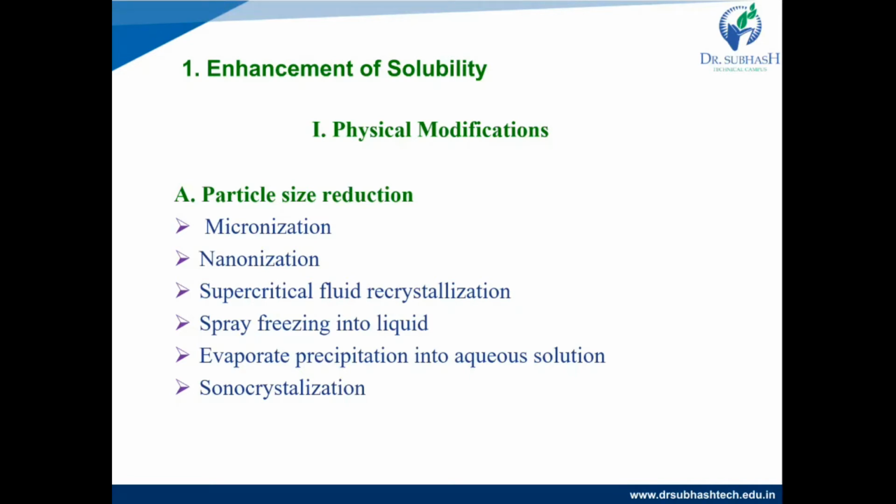The second one is nanonization. We go for micronization into micron size. In nanonization, we can go further for size reduction into nano size. The drug particle is converted into nanoparticles or nanocrystals up to a size of 200 to 600 nanometers, and we can form nanosuspension type dosage forms.